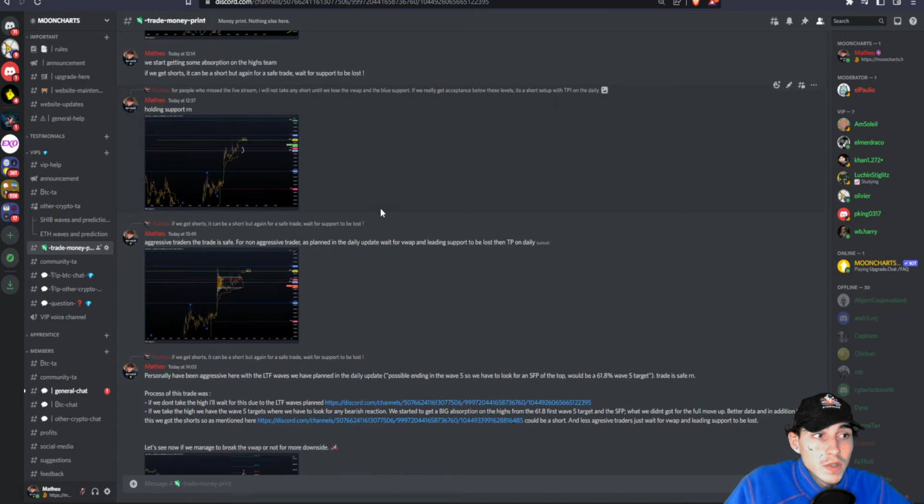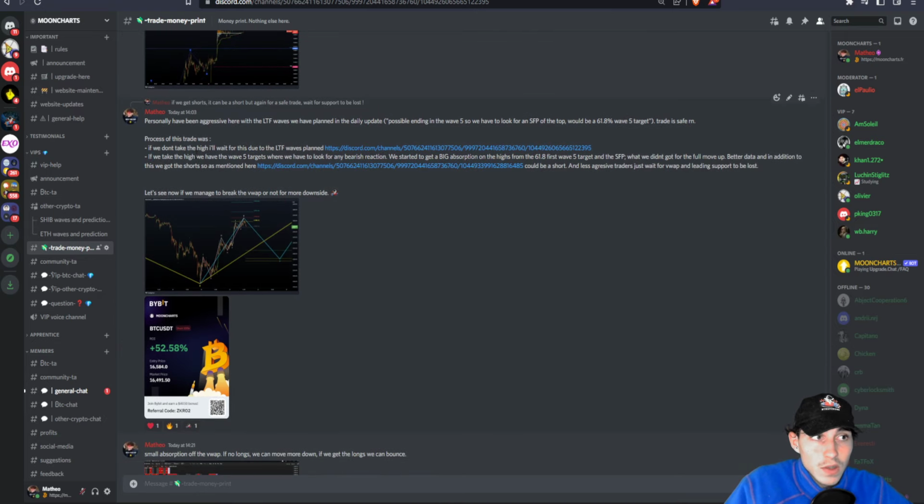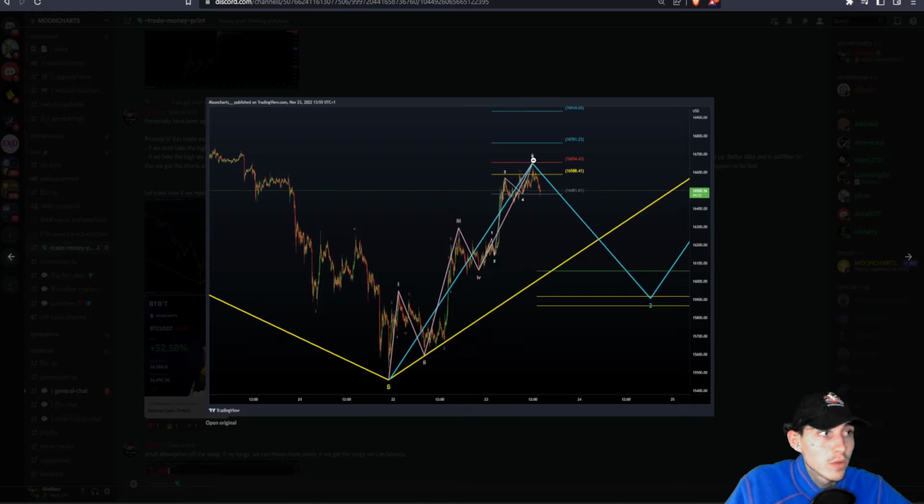If we do not take the high here, if we take the high, we have the wave 5 targets where we have to look for any bearish action. So first 618, then we'll have the 120 extension, then we'll have the 161, then we'll have the 361 point. Of course, if you want to get a bit more details about the smaller wave here, I did a smaller wave charting this morning.